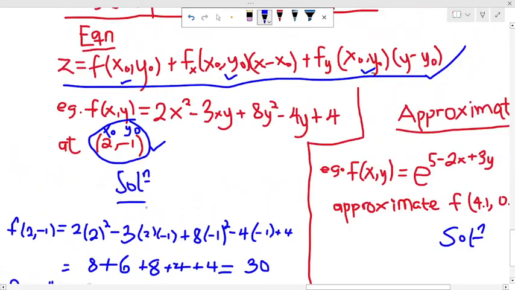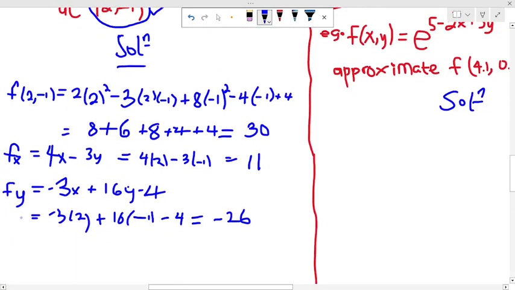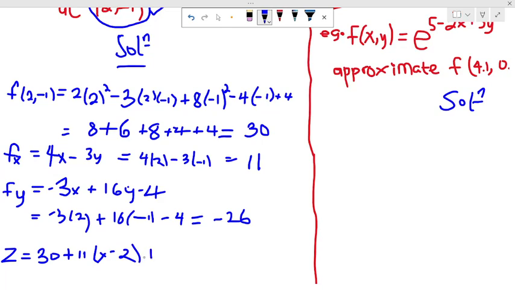So now we have all the 3 terms here. Now let's write our equation. So we have z is equal to our f, we had it to be 30, plus 11 times x minus 2. Now we have f of y to be negative 26. That is times negative 1.